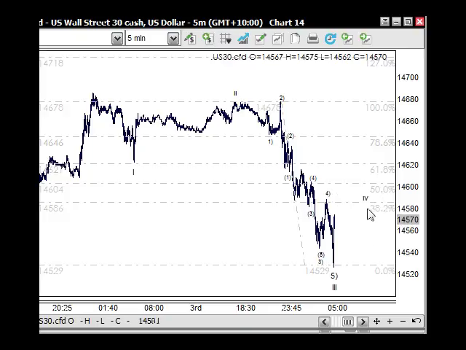Once that's completed, then there's another wave down. So that would give us 5 waves down. If we got this 1, 2, 3, 4 and 5 waves down, then we would get an A, B, C, and then another 5 down. Okay, so that's the importance of that.